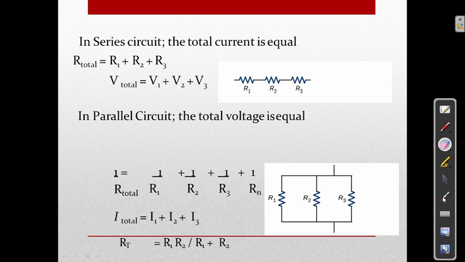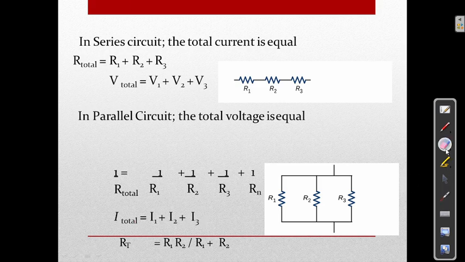Then how do we calculate the total current in that particular circuit? We just add all the currents across the resistors: I1 plus I2 plus I3. Likewise, we will add up the total current of the circuit.